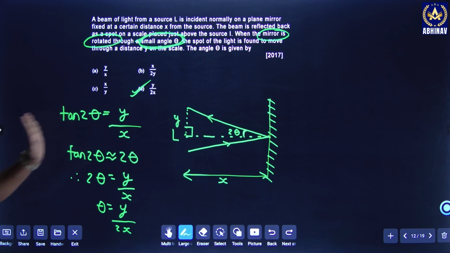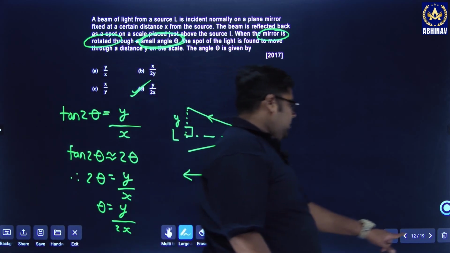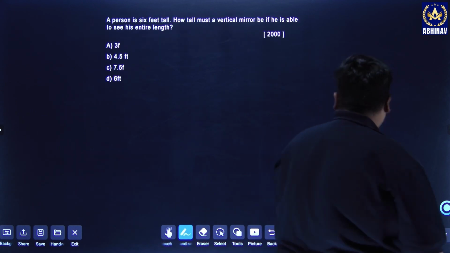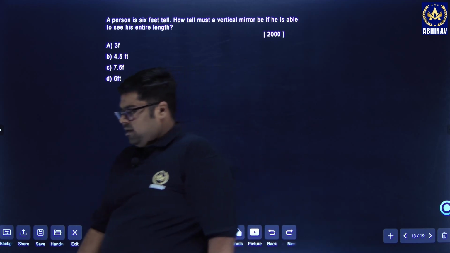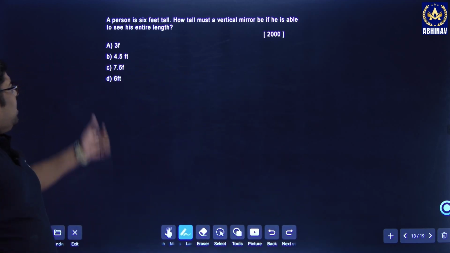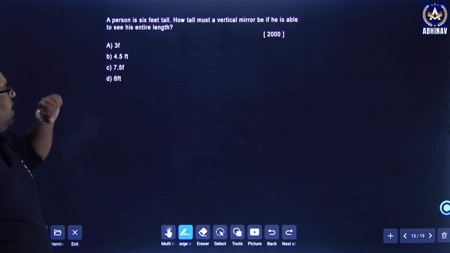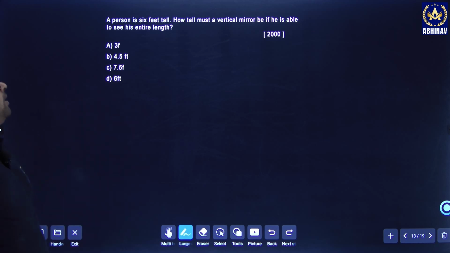Concept of mirror rotation, right? Now moving further to the next example. You can answer it, just now we have seen the concept. A person is 6 feet tall. How tall must a vertical plane mirror be if he is able to see his entire length?